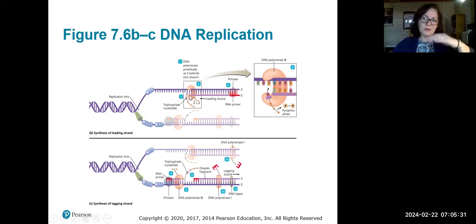This is the equivalent of driving north on I-25, and then this is the equivalent of I keep having to get onto the next road and then drive a little bit this way. Somebody else has to get onto the road over here and then drive this way. Little strips at a time. The little strips are referred to as Okazaki fragments. I love saying that word, Okazaki. It's one of the scientists who discovered it.